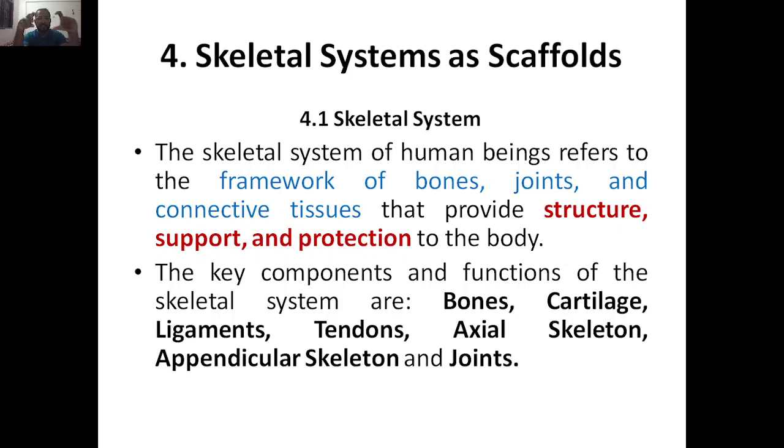That is nothing but tendons. Next we are having axial skeleton, and then appendicular skeleton. Let's see what are those. And then joints. Okay, these all things come under the key components. That means without them this particular skeletal system doesn't exist.